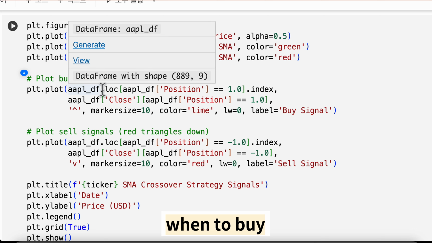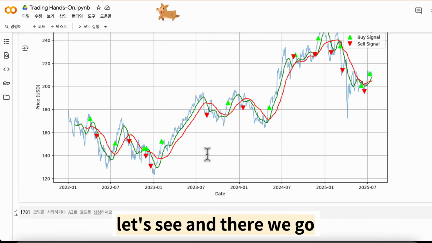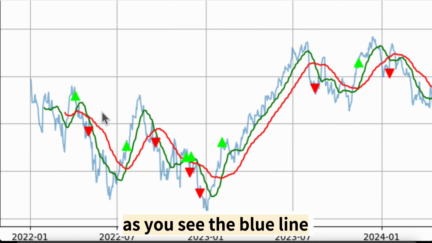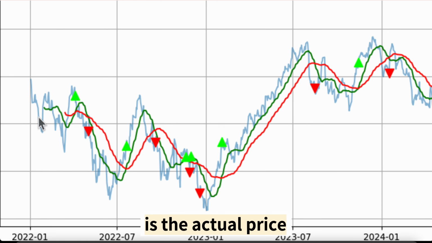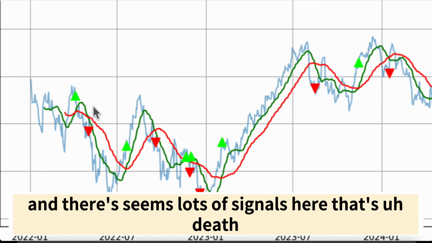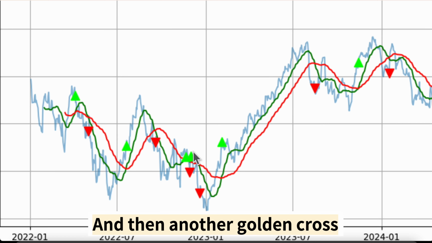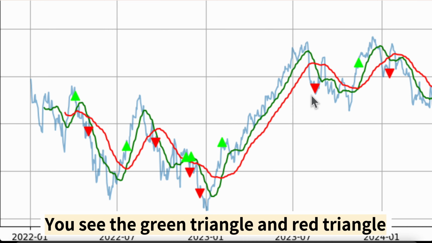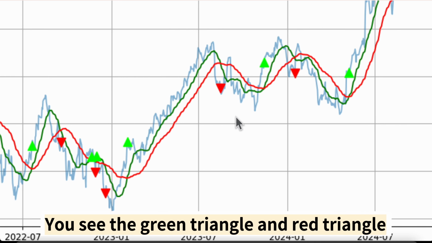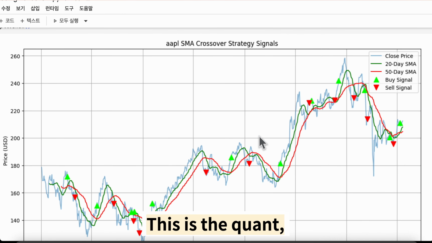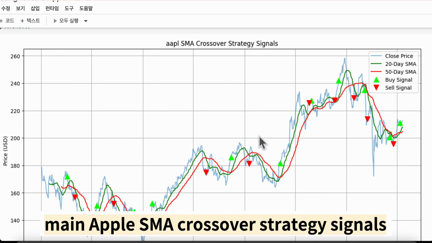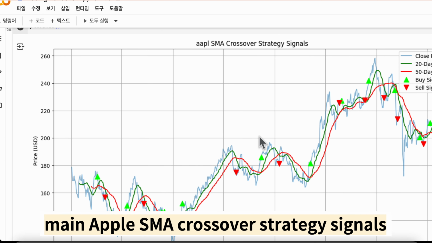So when to buy, when to sell, let's see. And there we go. As you see, the blue line is the actual price, and there seem to be lots of signals here. That's a death cross, golden cross, death cross, golden, dead, and then another golden cross. You see the green triangles and red triangles. This is the Quant Man Apple SMA crossover strategy signals.